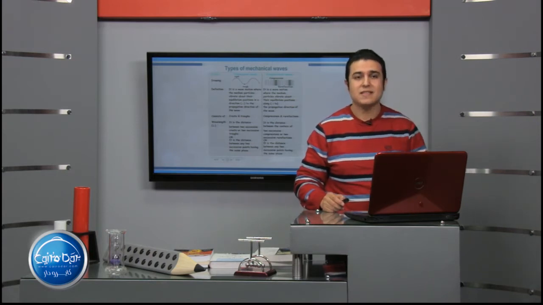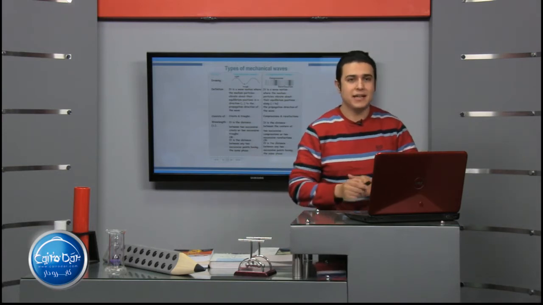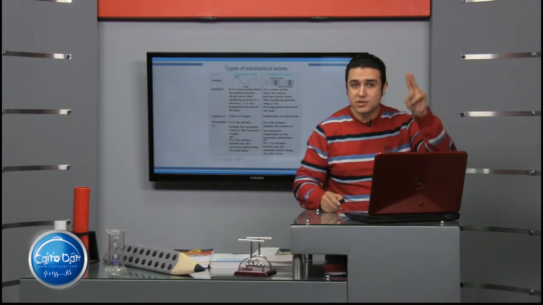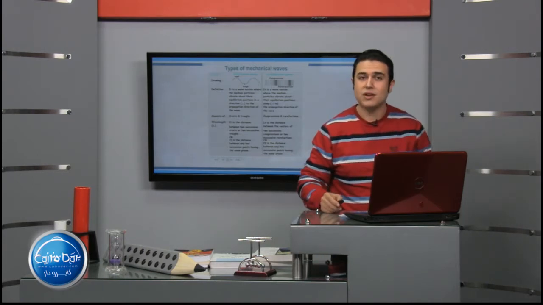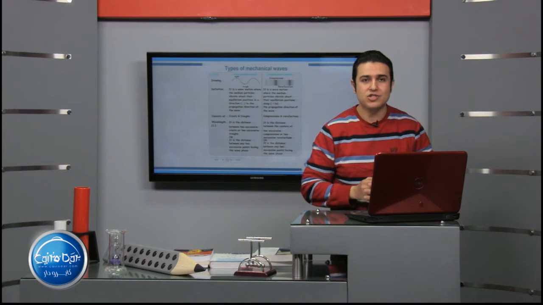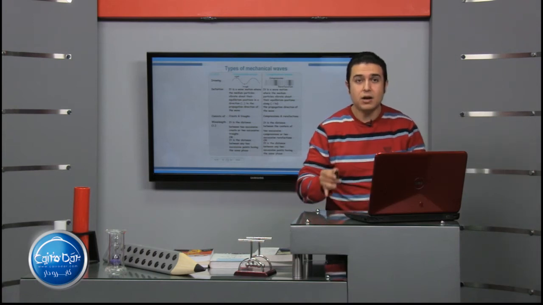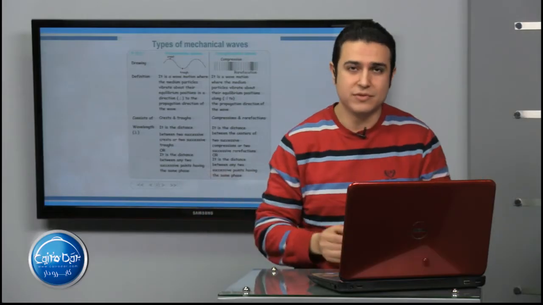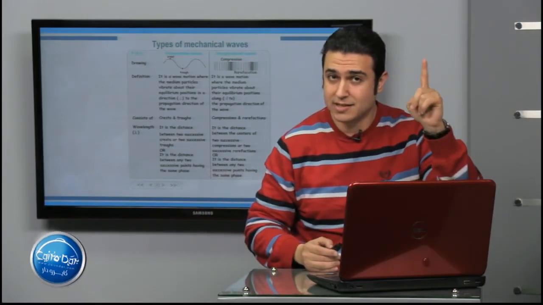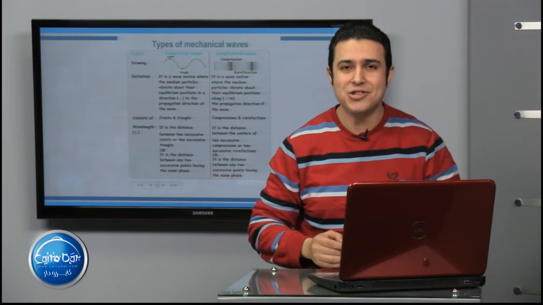Let's start with the types of mechanical waves. What are the types of mechanical waves? We have only two types of mechanical waves, which are transverse waves and longitudinal waves. Now we are going to make a very important comparison between these two types of waves: transverse waves, as I said before, and longitudinal waves.